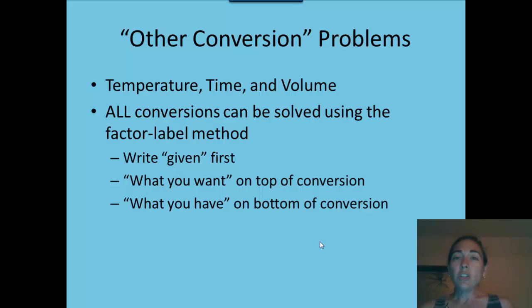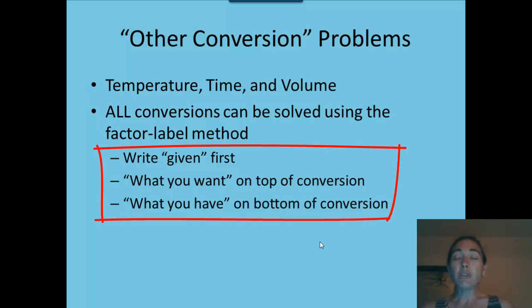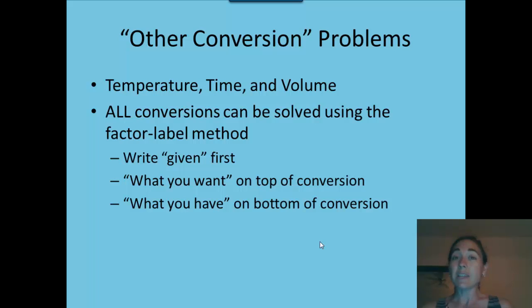Now, you can use the ladder method to do other kinds of conversion problems. Remember, the base unit is meters, liters, or grams. You can use the factor label method to do other types of conversions like time, temperature, or volume. All conversions are solved with this same pattern. You write down your given first, what you want goes on top, and what you have goes on bottom. Now these take a lot of practice, and you're going to get plenty of practice, so don't feel like you should know exactly how this works right now. We'll practice a lot next time in class.